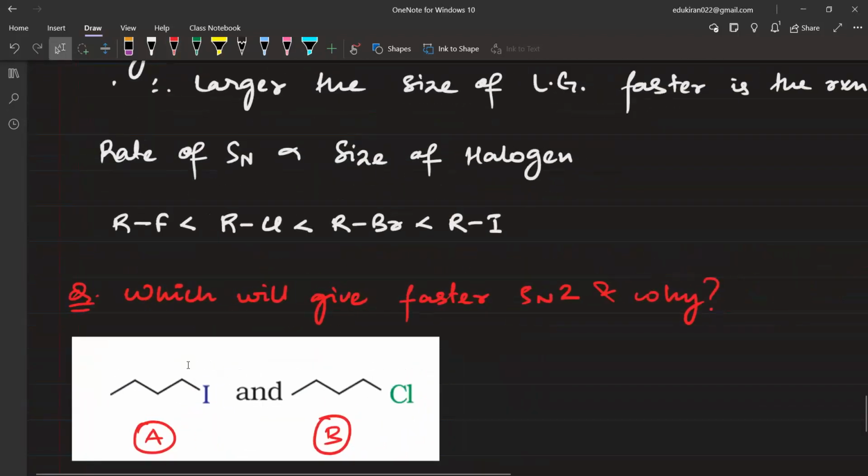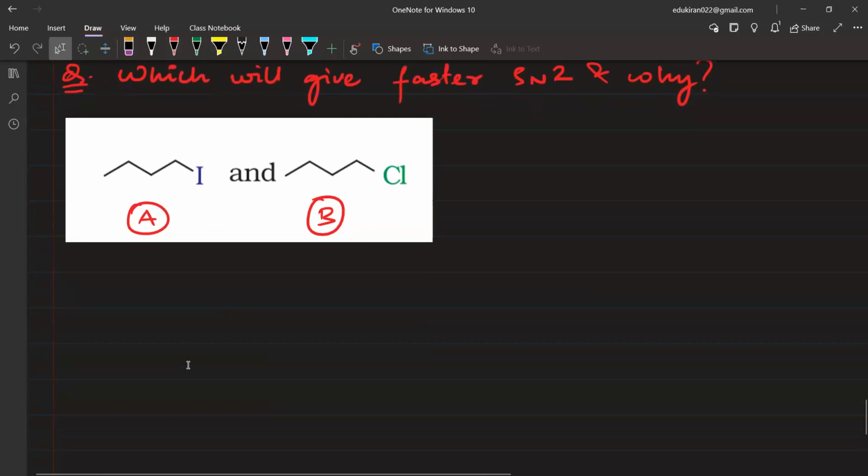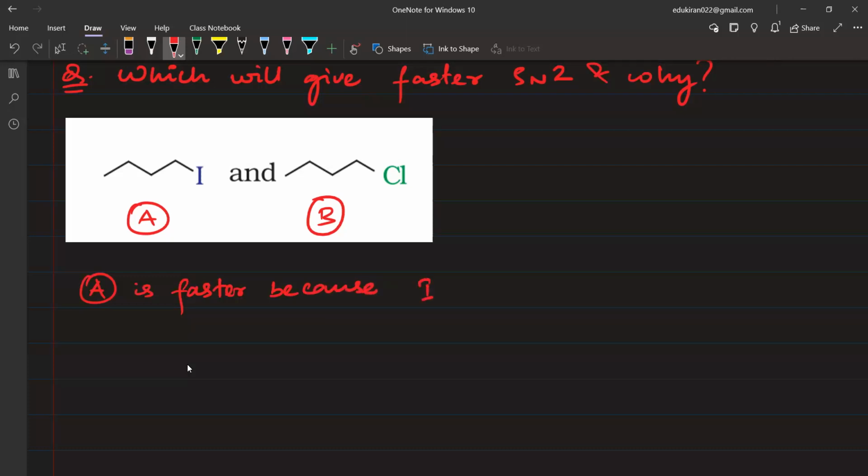The R groups are same. The only difference here is what? In the halogen atoms, iodine and chlorine. And we will say A is faster, because iodine has larger size and therefore a better leaving group. Yes. Okay.